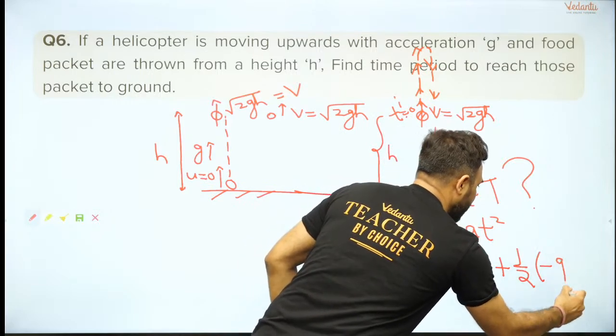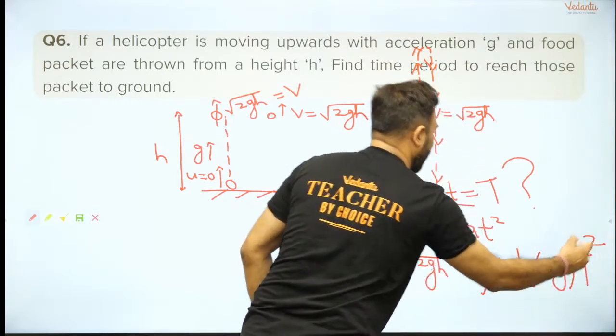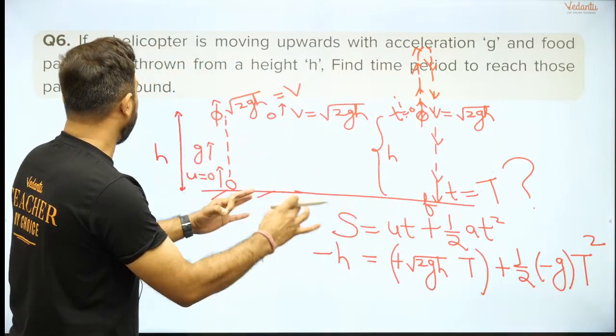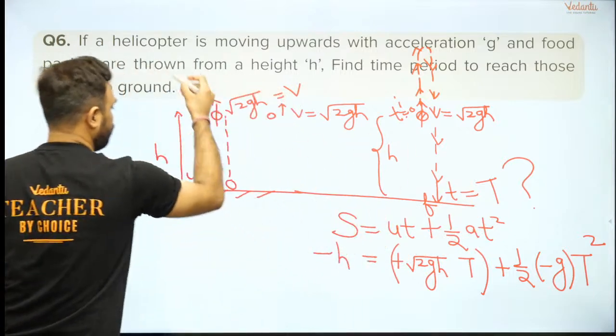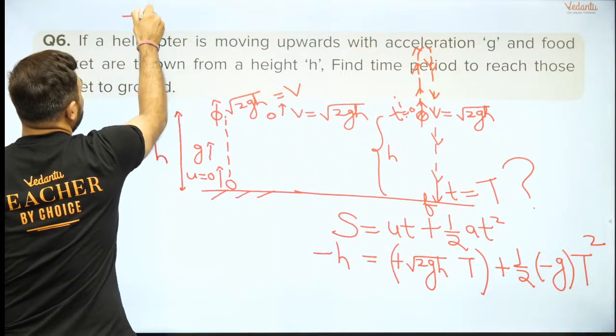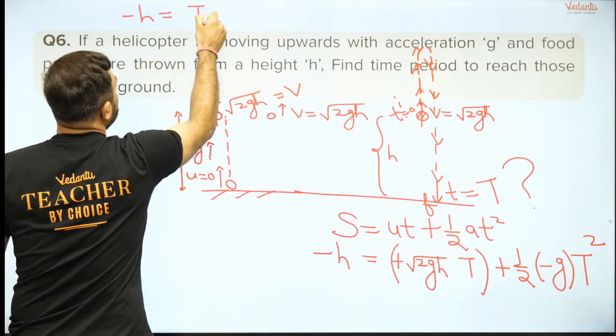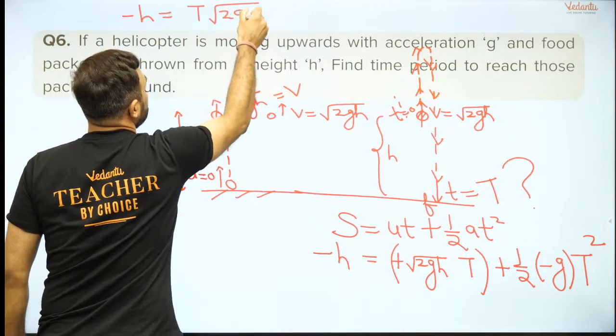And what about acceleration? Whether you go up, acceleration is downward g. Whether you come down, acceleration is downward g, and downward is negative g j cap. So I'll say it is plus half acceleration, minus g, into total time squared, so t². Now it's a simple quadratic equation.